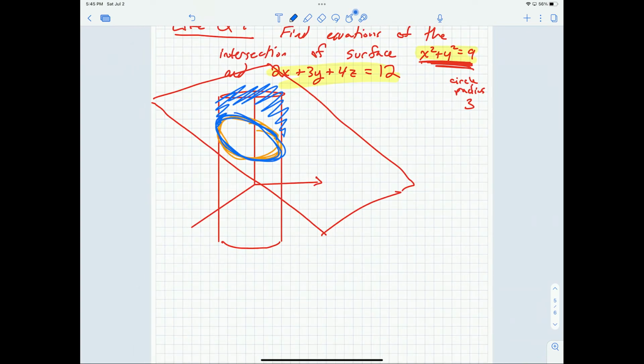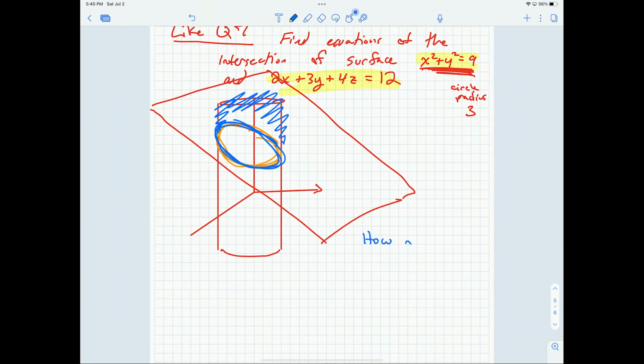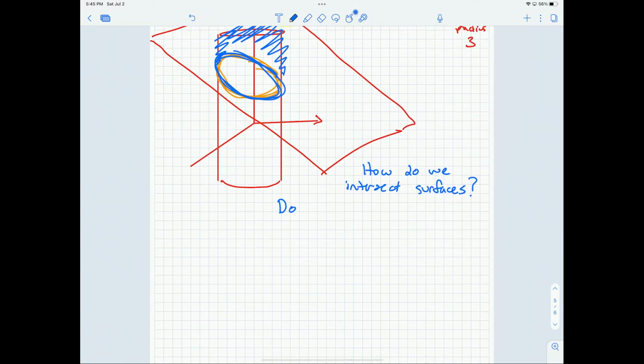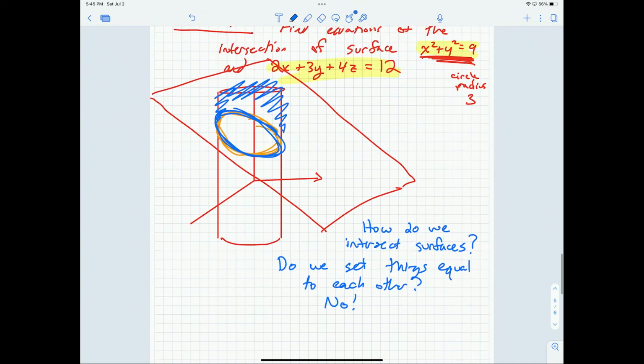And you might think, oh, well, that's fine. I can see how that happens. But what do you do about the intersection? How do we intersect surfaces? That's going to be your question. How do we do that? Do we set things equal to each other? A lot of people think of that as their first idea. Do we set things equal to each other? No, you don't. It won't work.